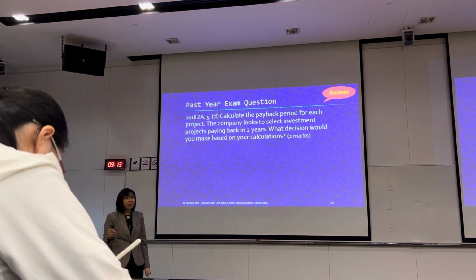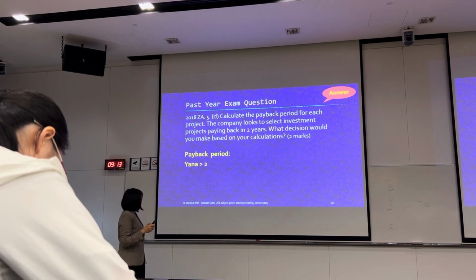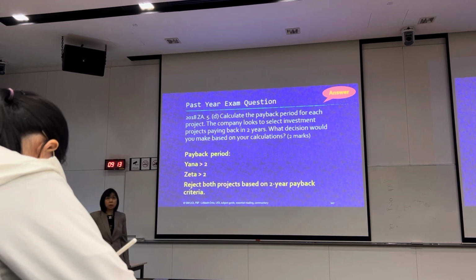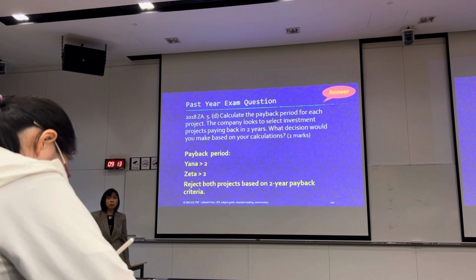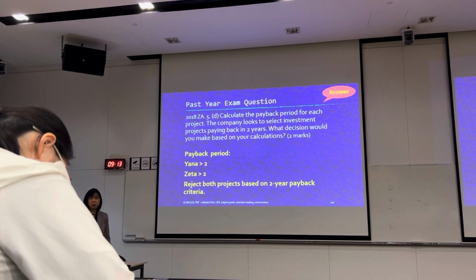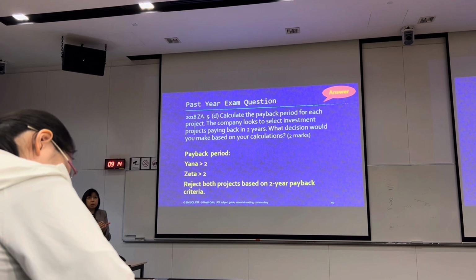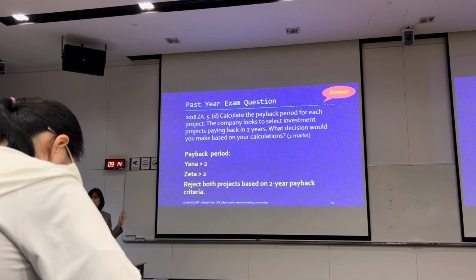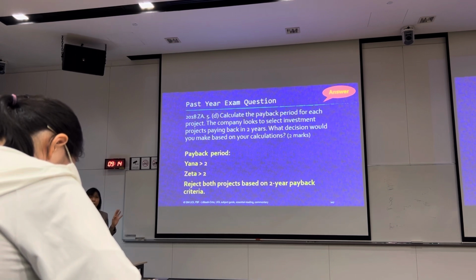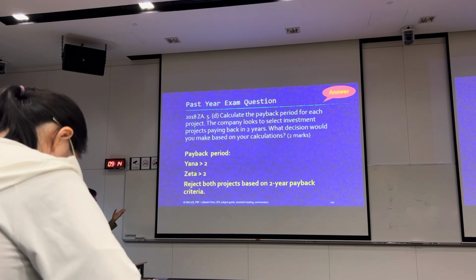So the answer here is, if you add up all those cash flows for Yana and Zeta, you need more than 2 years to get back the 50,000 for Yana. And you need more than 2 years also to get back the 45,000 for the Zeta project. Therefore, if your cutoff period is 2 years, both projects won't cut it. They won't pay you back within 2 years, so you can't accept those two projects if you use this method.